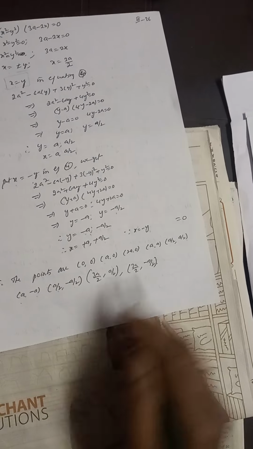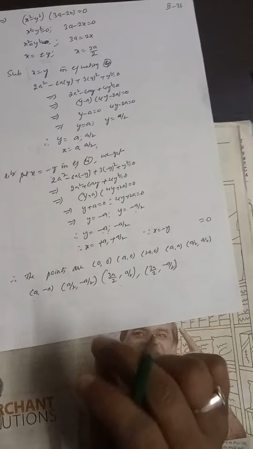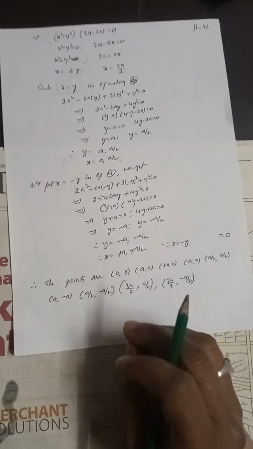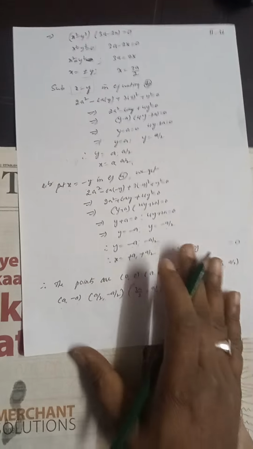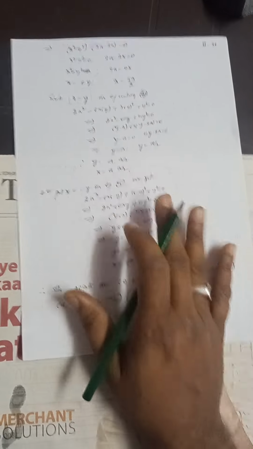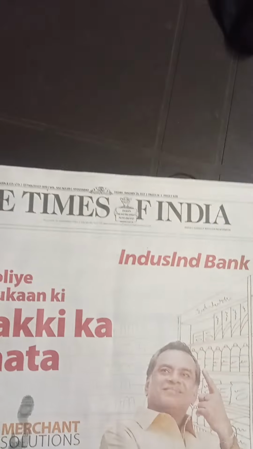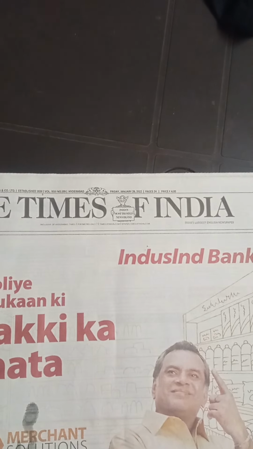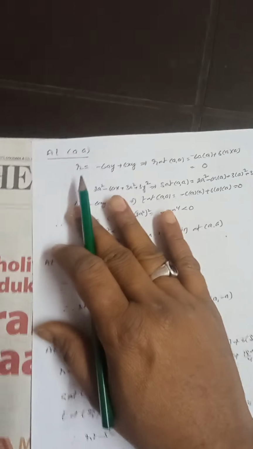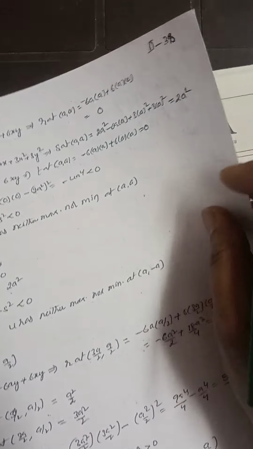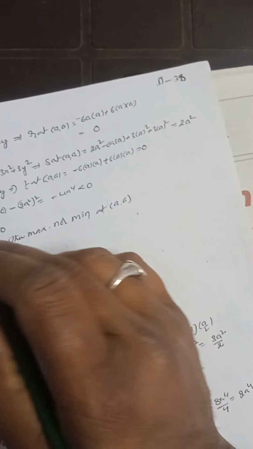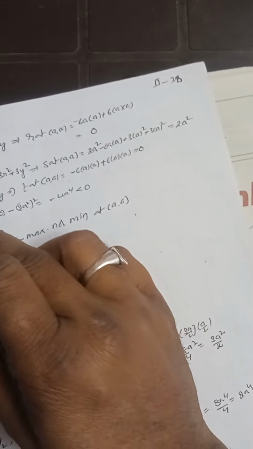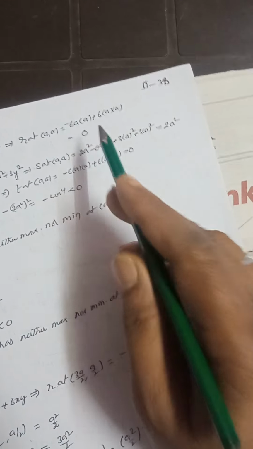At these points, in each case we have to find rt minus s square. It's a very lengthy problem, right? Now see, at the point a comma a, now I am substituting in r. x is equal to a, y is equal to a. I got this value 0.